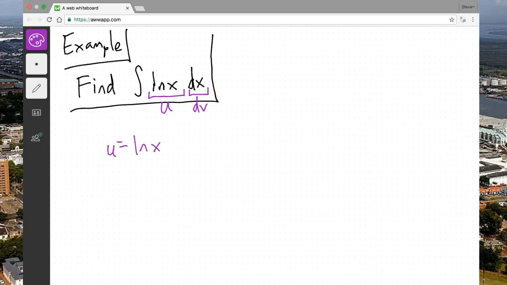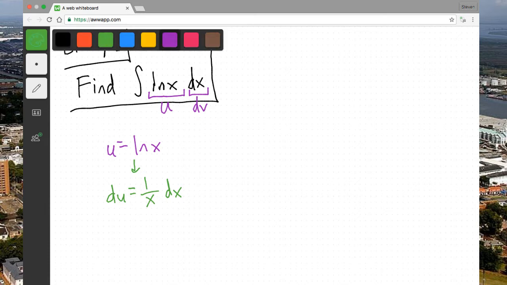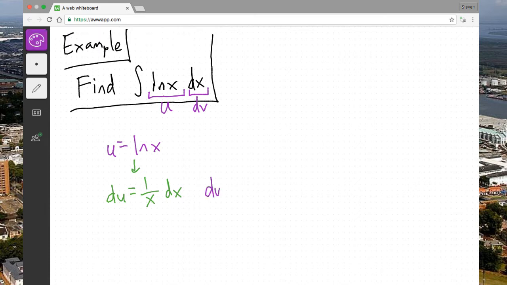If u is natural log of x, then my du, since I know its derivative, even though I'm looking for its antiderivative, I start by using the fact that I know its derivative, 1 over x. Likewise, if dv is simply dx, you can think of this as dv over dx equals 1. Then what would my original v be? Well, the derivative of 1 comes from x itself. So let's make those substitutions.